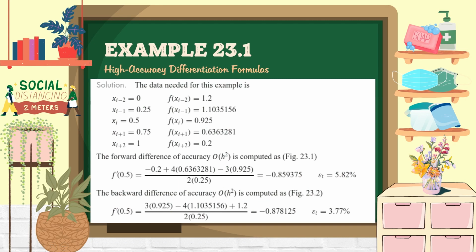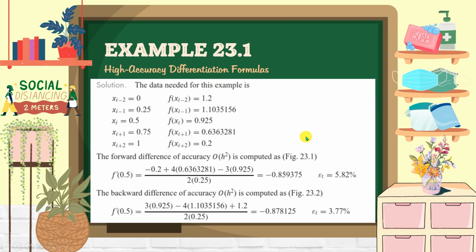Solution. The data needed for this example run from x sub i minus 2 up to x sub i plus 2. Based on the step size and the value of x equals 0.5, we subtract 0.25 twice, so we will have 0.25 and 0, and add 0.25 to get the upper values. We then substitute the values of x into the function to get this series of function values.